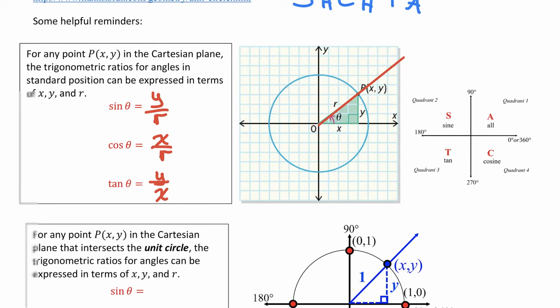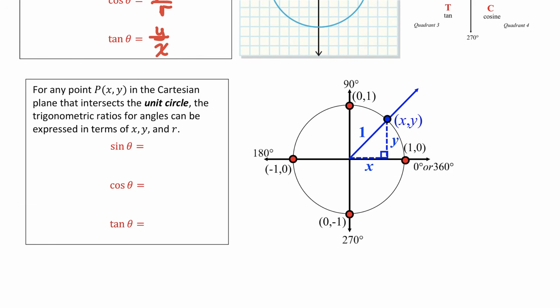The other thing you need to remember is what if that circle that the terminal arm is rotating around has a radius of 1? We call that circle a unit circle because it has a radius of 1 unit. And if that radius is 1, it simplifies the sine, cos, and tan ratios very easily. So if theta is our angle in there, sine of theta would be opposite over hypotenuse, which is just y over 1, which is just y. For the same reasoning, cos of theta would just be x, and tan of theta would be y over x.